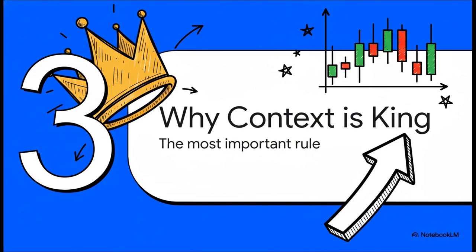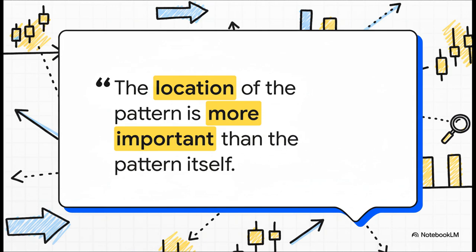Okay, we've now come to what is, without a doubt, the single most important rule in chart reading. If you only remember one thing from this entire explainer, please make it this. I want you to burn this quote into your brain. The location of the pattern is more important than the pattern itself. Why? Because a perfect-looking pattern that shows up in the wrong place on the chart is completely meaningless.